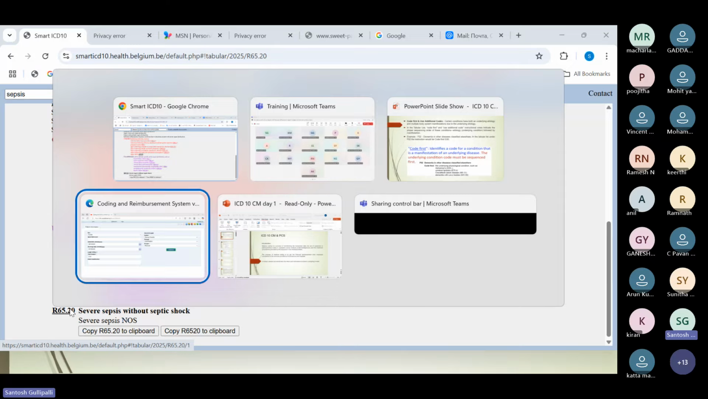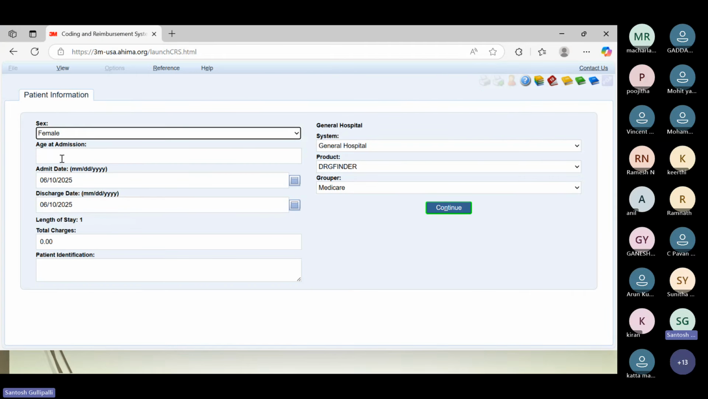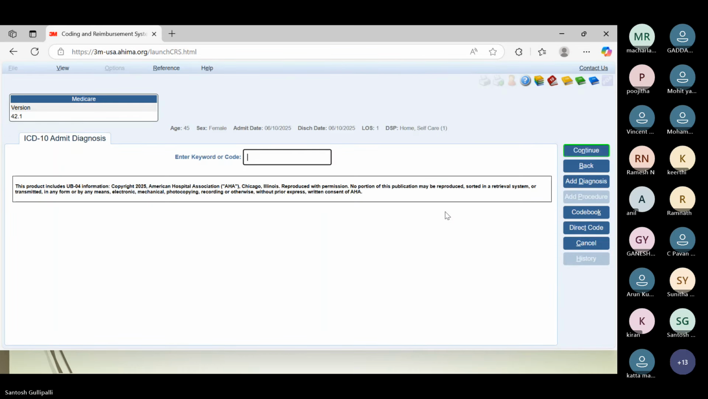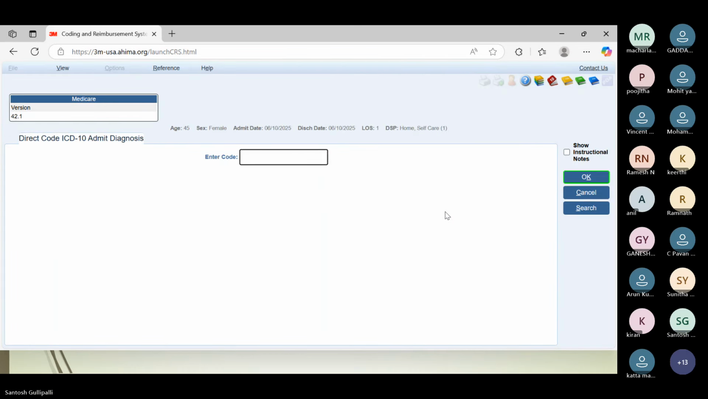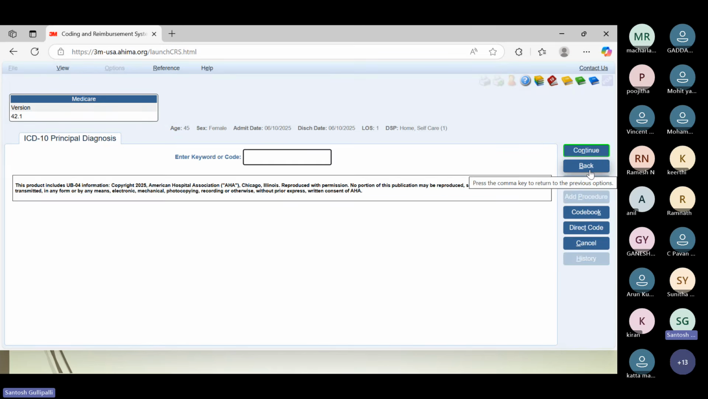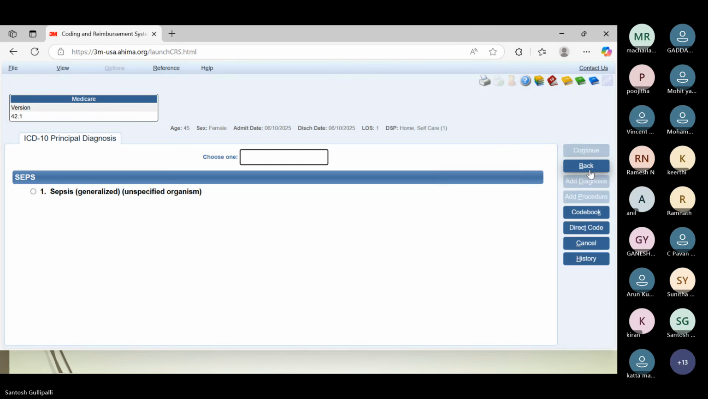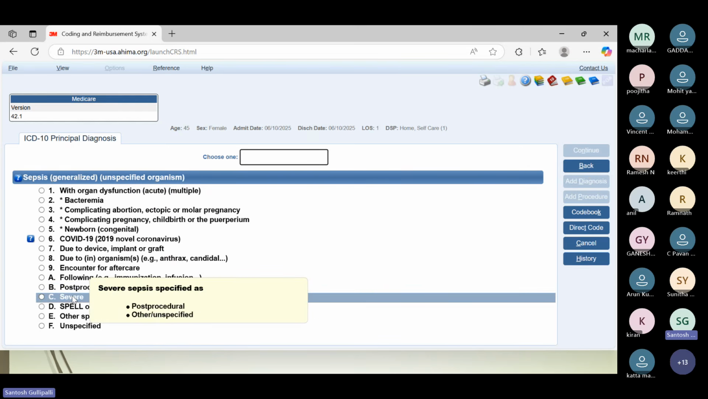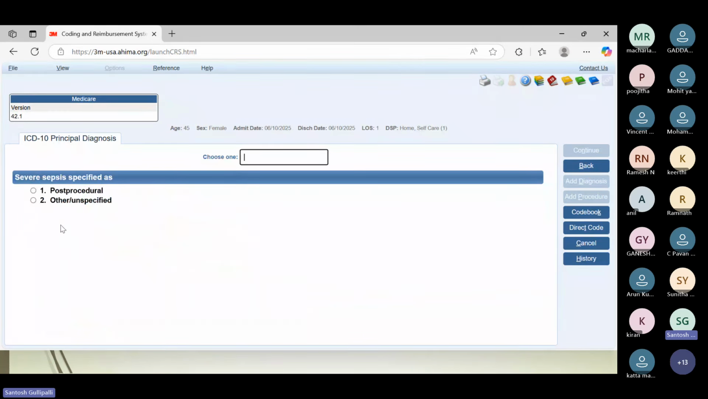So I will show you how to look up the diagnosis. In severe sepsis. Add diagnosis. So sepsis, severe, the option is C. Sepsis, severe, the option is C. So the others are unspecified.